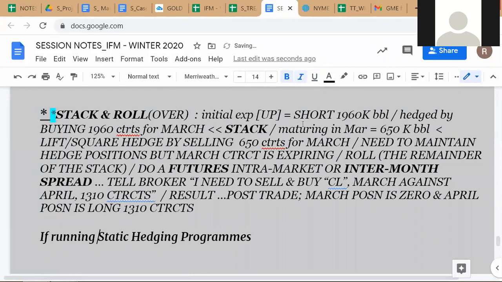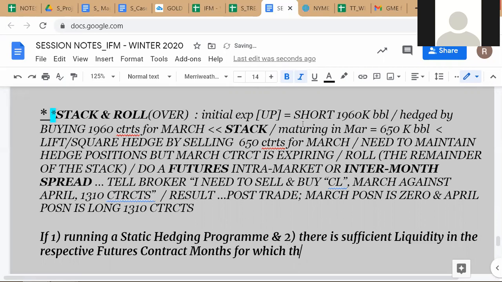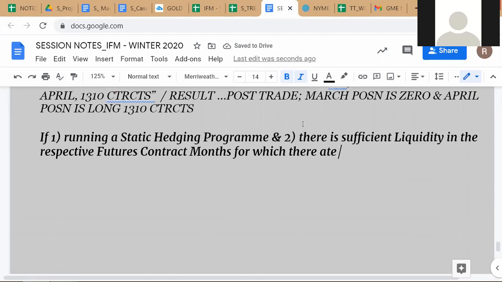If one, running a static hedging program, and two, there is sufficient liquidity in the respective futures contract months for which there are underlying positions. I want to write underlying positions. Is there anything written here? Okay, I'll just write it.